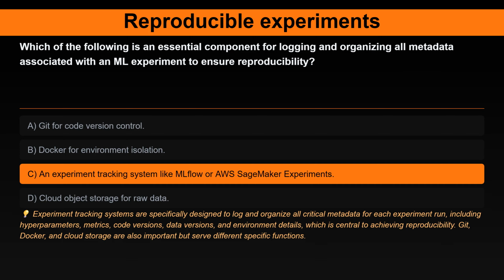The correct answer is, quote, an experiment tracking system like MLflow or AWS SageMaker Experiments. Here's the explanation. Experiment tracking systems are specifically designed to log and organize all critical metadata for each experiment run, including hyperparameters, metrics, code versions, data versions, and environment details, which is central to achieving reproducibility. Git, Docker, and cloud storage are also important but serve different specific functions.